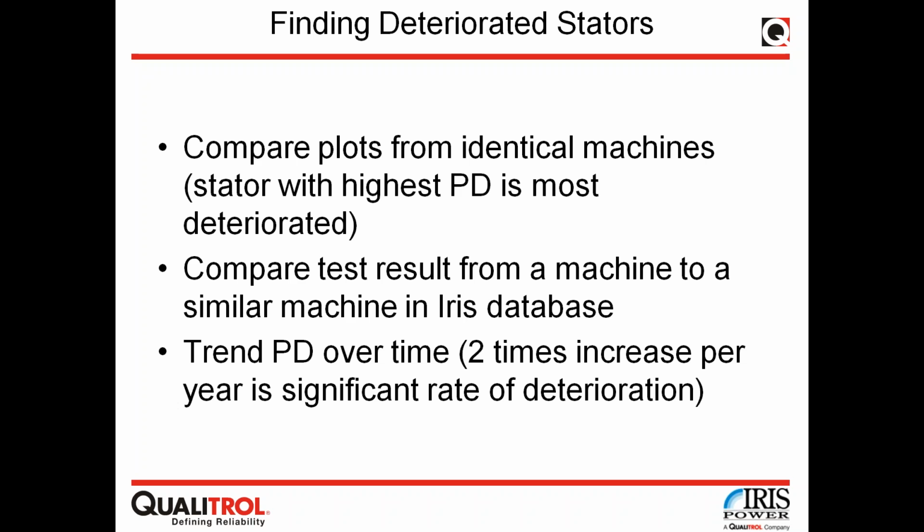So once you have this system in place, the question is, how do I find a problem, or how do I recognize how big my problem is? A couple of tricks are used. One is comparing the plots from identical machines, if I have them. The other one is comparing the results to results from an IRIS database, or trending the machine over a period of time. So collecting the data a couple of times a year and looking at the trend, or change in the trend, of the amplitude of the PD pulses or the number of PD pulses collected.